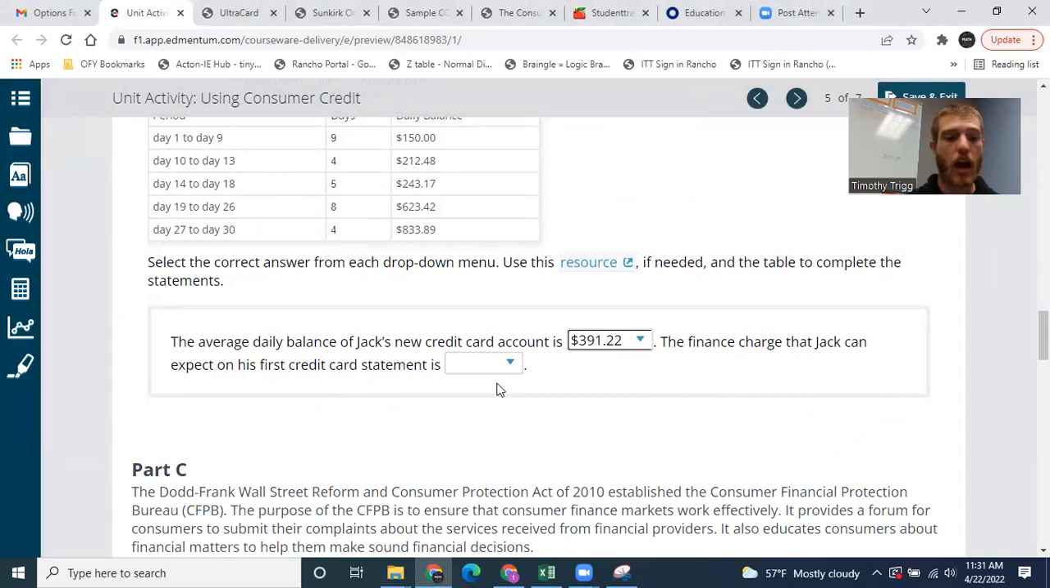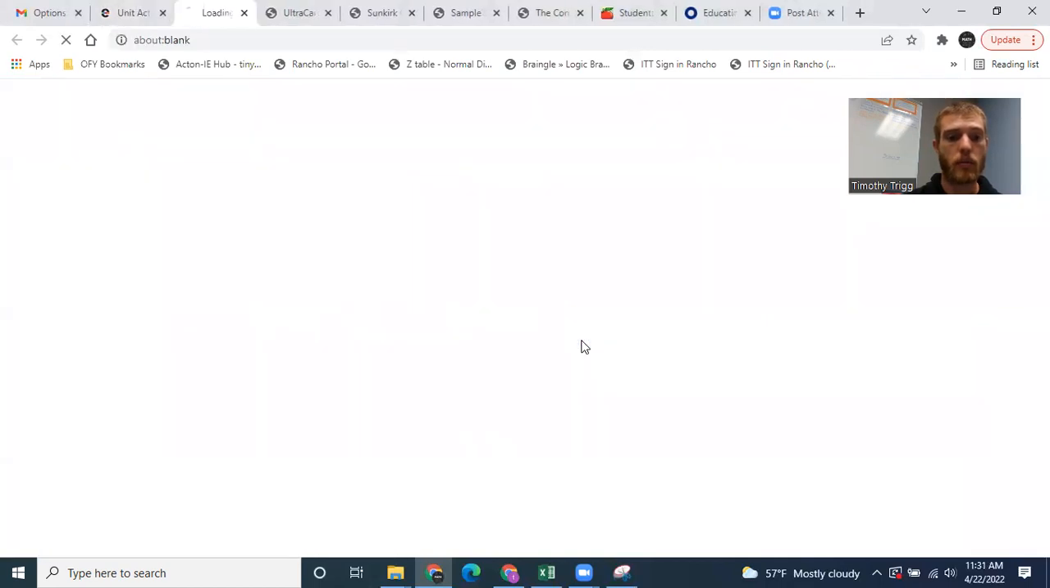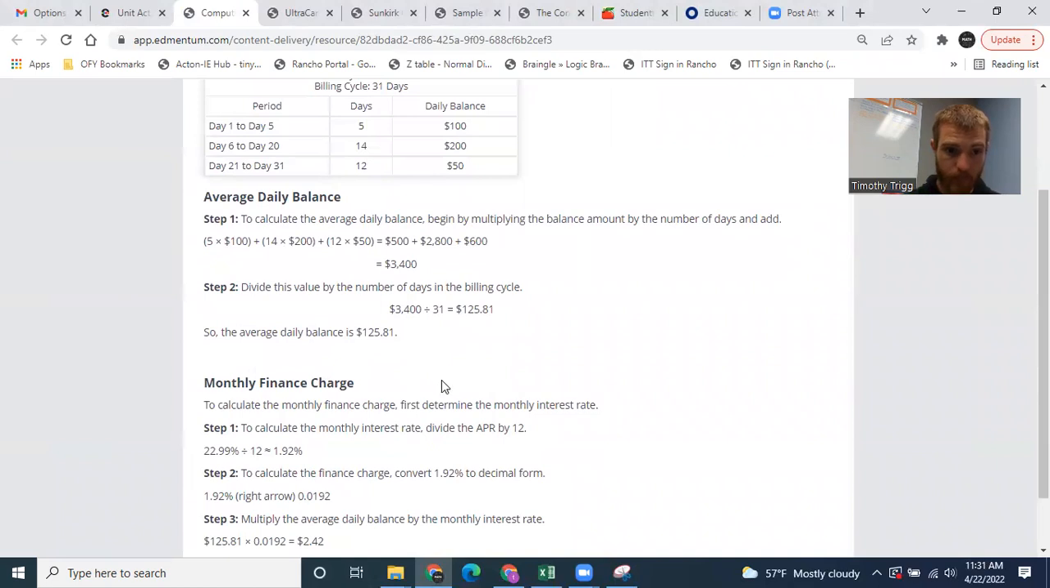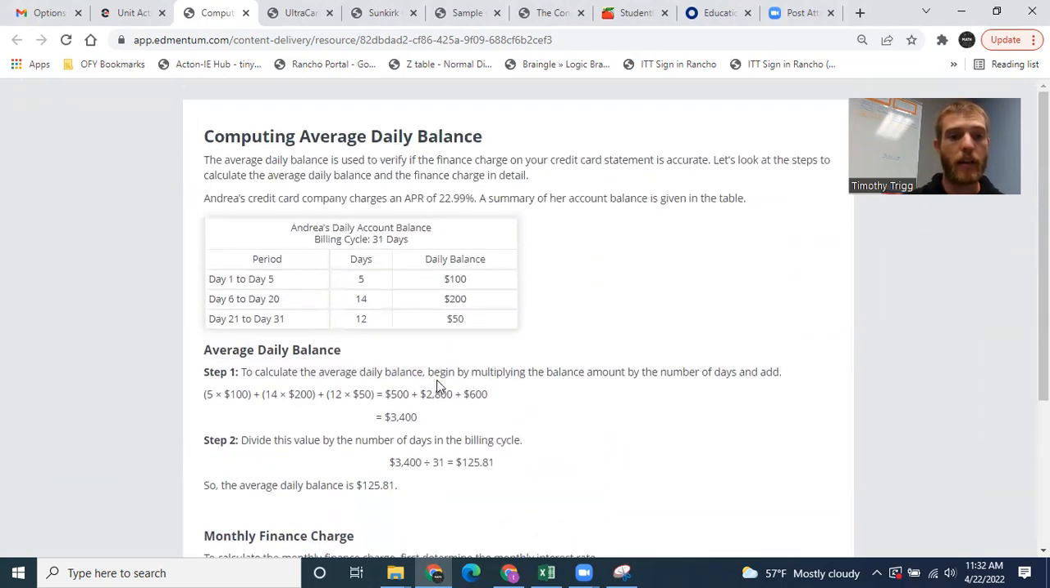Okay. The finance charge that Jack can expect on his first credit card statement is, so what's the finance charge that Jack can expect? Well, let's see. We want to use this resource here. How do we find the finance charge? To calculate the monthly interest rate, divide the APR by 12. And then multiply the daily balance by the monthly interest rate. So we add our daily balance and we want to find the monthly interest rate.